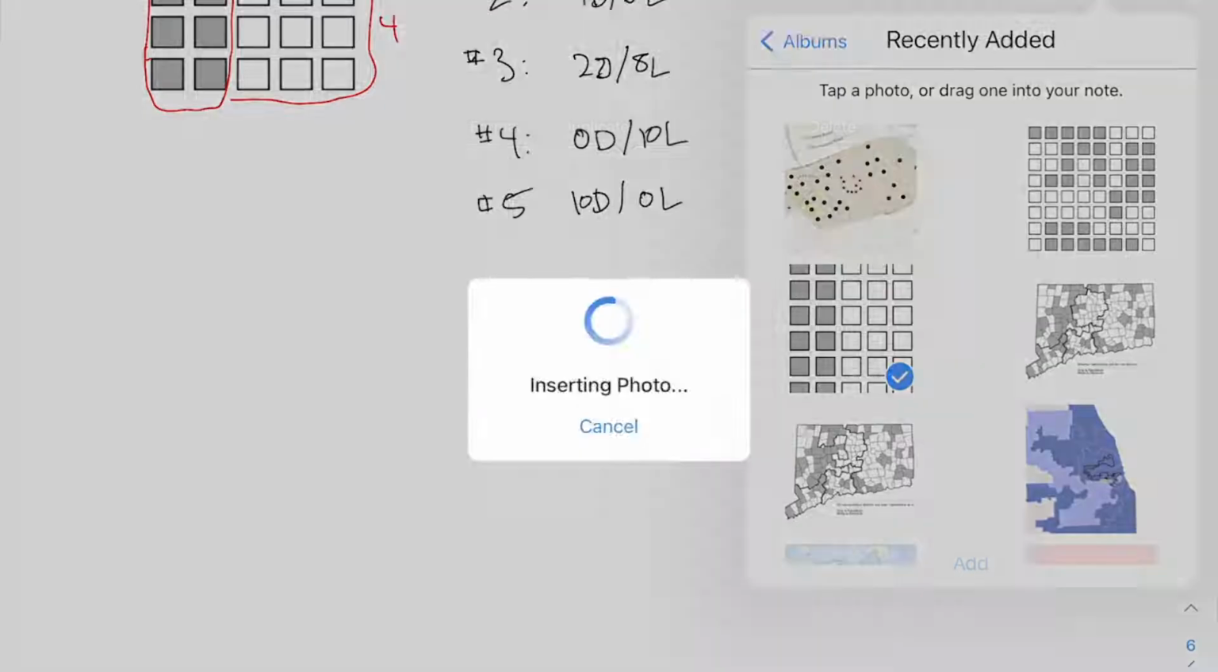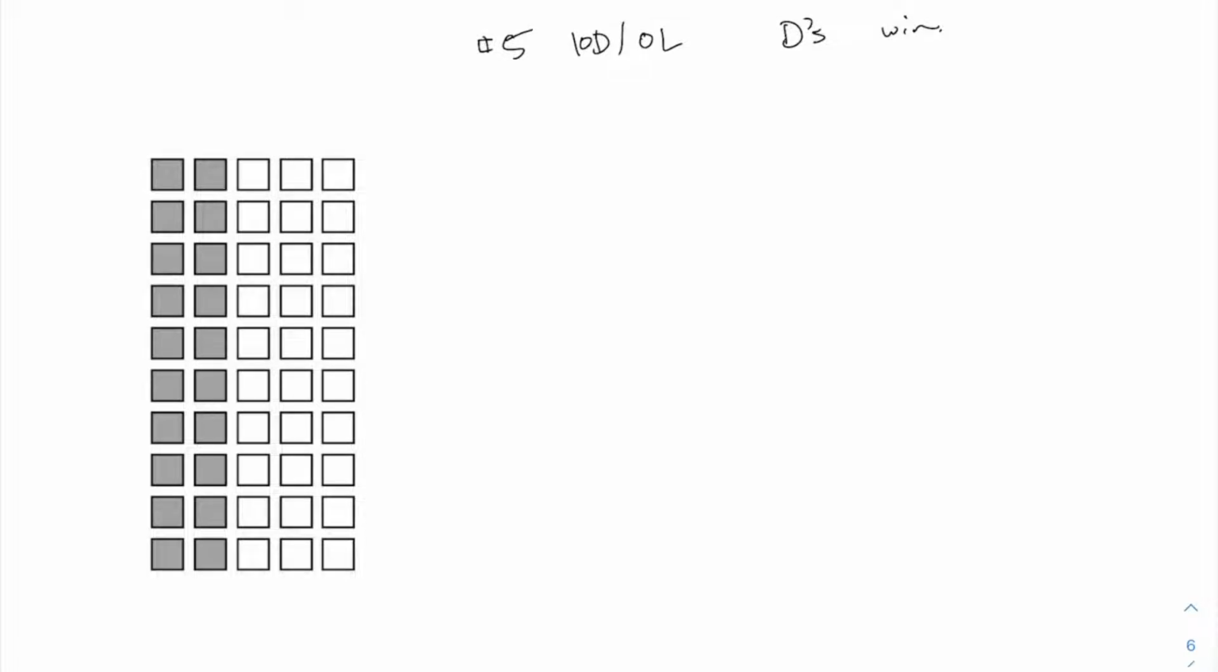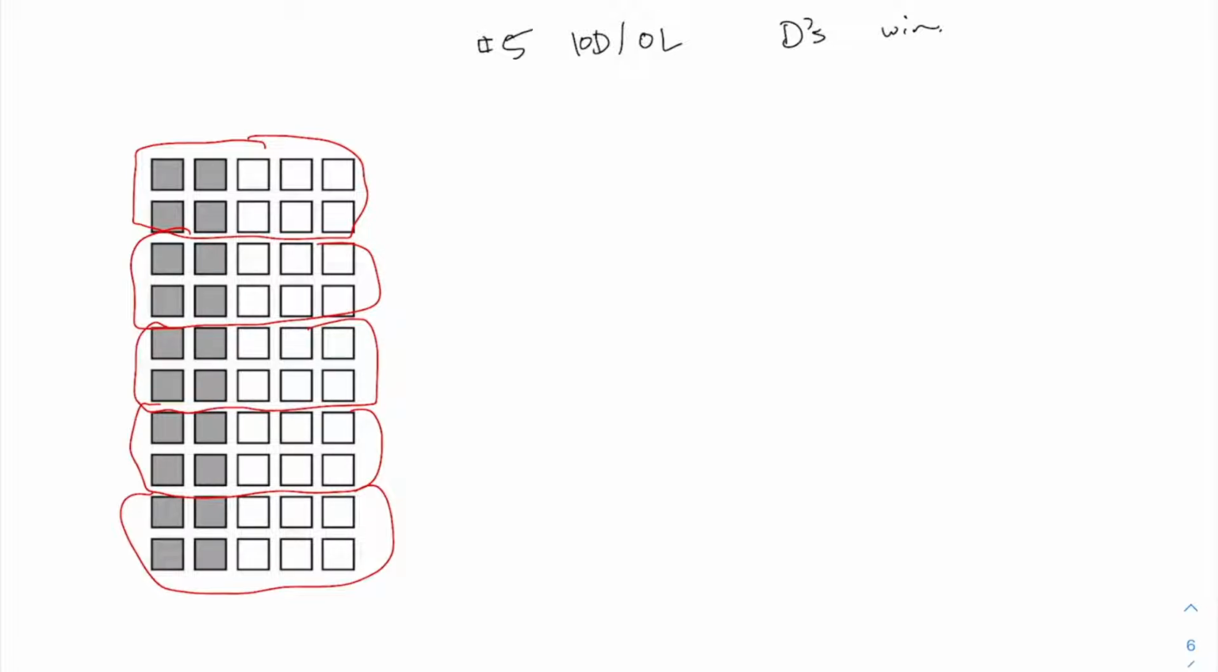I got another one here. This is why I gave you so many on your paper, because we're going to do the same picture divided up in several different ways. If I divide it this way, all kind of horizontally like this. So this one, this time, I'm writing in red. L wins all of them. So this is L gets 5, D gets 0.